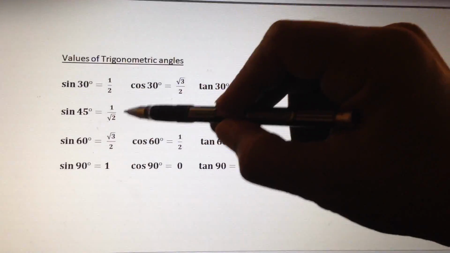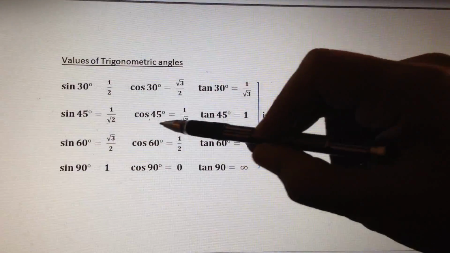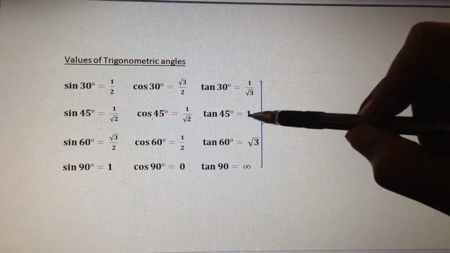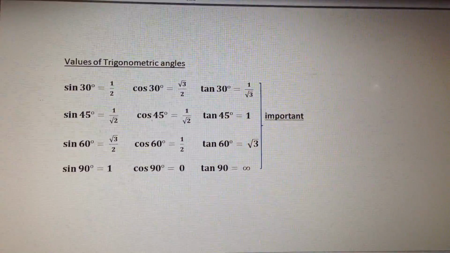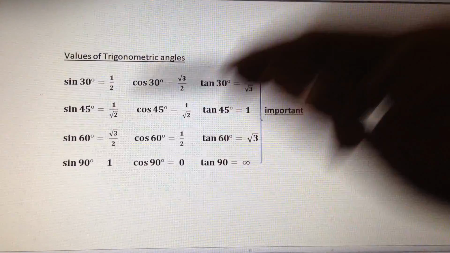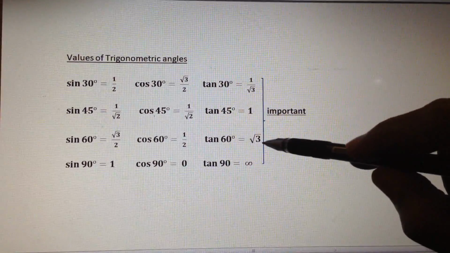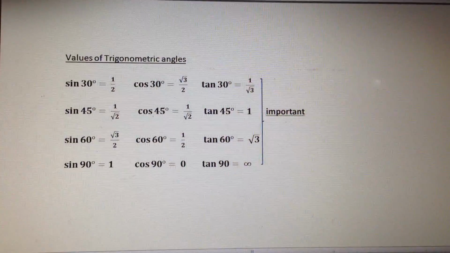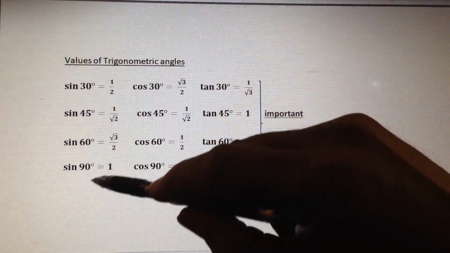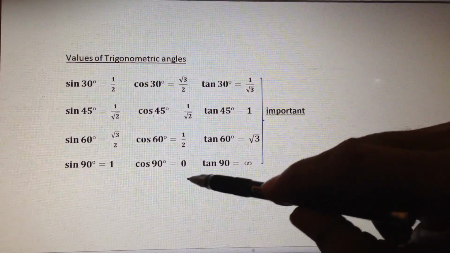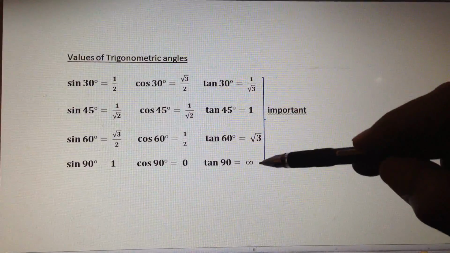Sin 45 is equal to 1 by root 2, cos 45 is equal to 1 by root 2, tan 45 is equal to 1. Sin 60 is equal to root 3 by 2, cos 60 is equal to 1 by 2, tan 60 is equal to root 3. Sin 90 is equal to 1, cos 90 is equal to 0, tan 90 is equal to infinity.